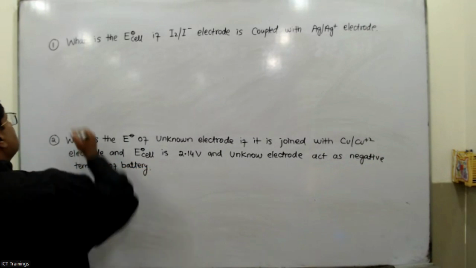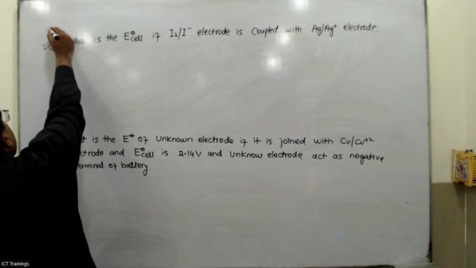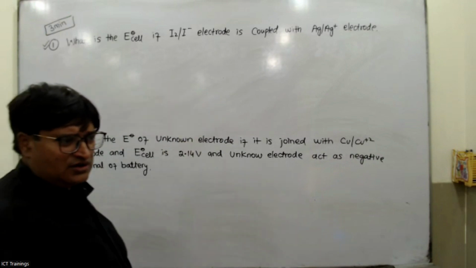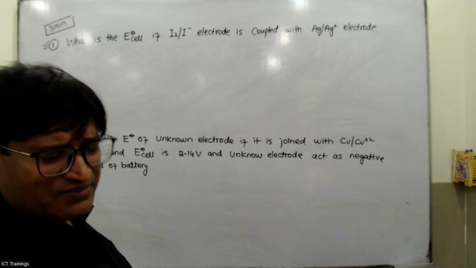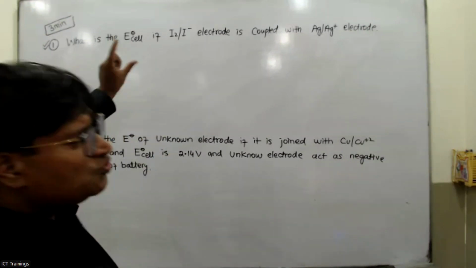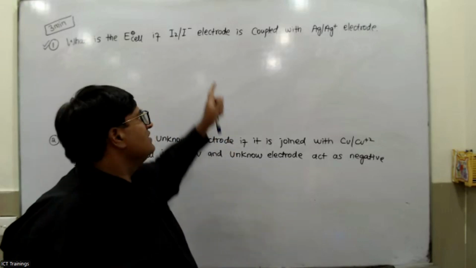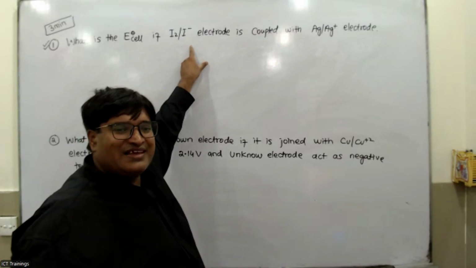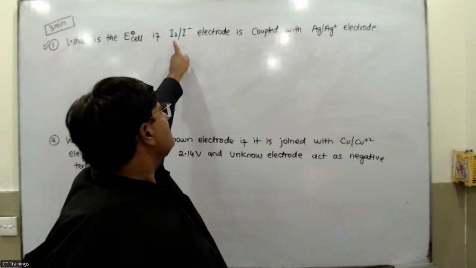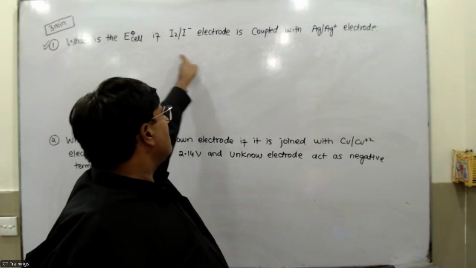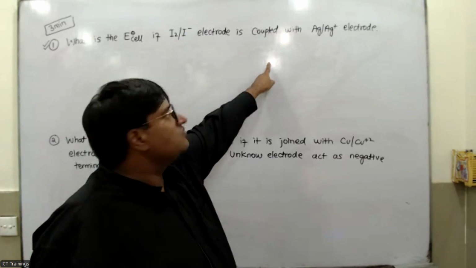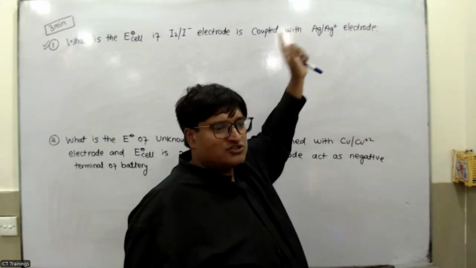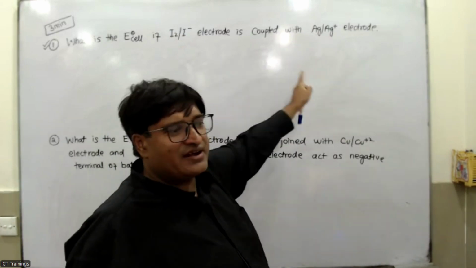Okay, guys, so these are the two questions. I'm going to give you 3 minutes for this question. I want every one of you to try this one. Doesn't matter, beta, if you are unable to solve it, but please do try it. I'm telling you a method. In the data booklet, you should open the E naught values equations and find the equation in which I2 and I minus is present. Write down that equation and its E naught value. Then find an equation in which Ag and Ag positive are present. Write down that equation and its E naught.